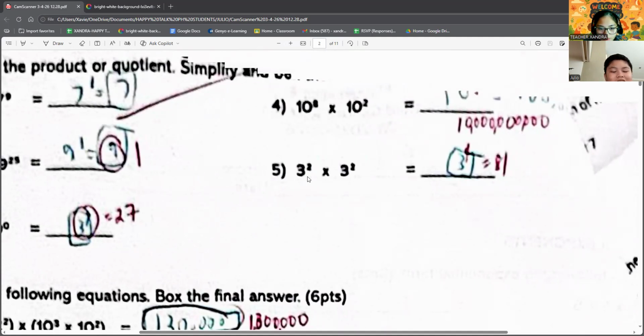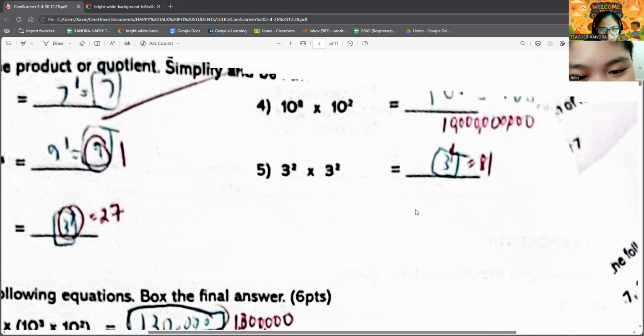Okay, this one is 4 to the power of 8? I mean, I don't understand this part. I don't understand this one. It's kind of blurry. So, let's just proceed with other numbers. Okay? So, let's try this.